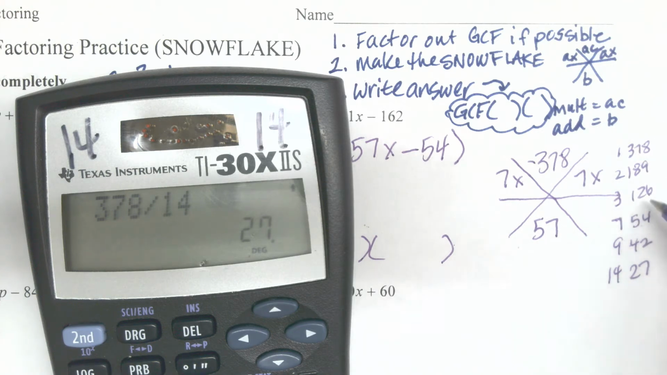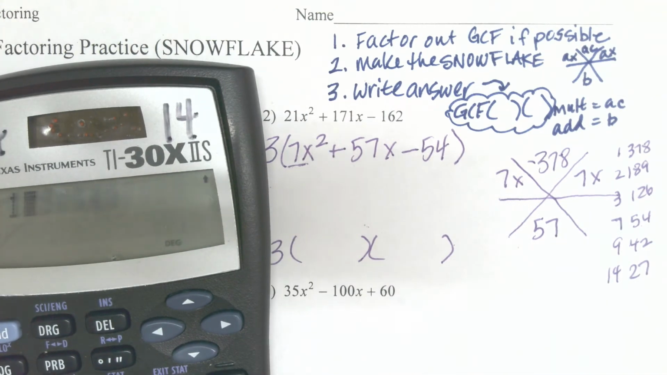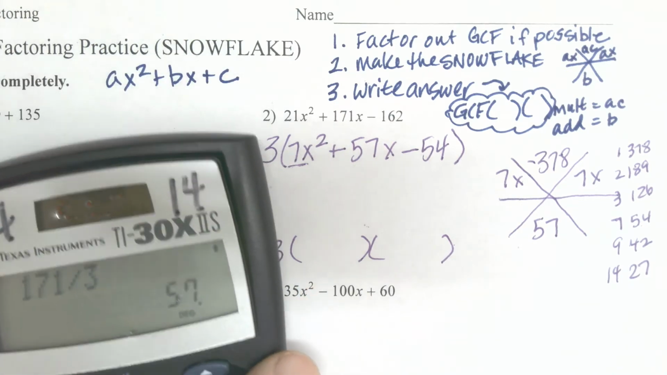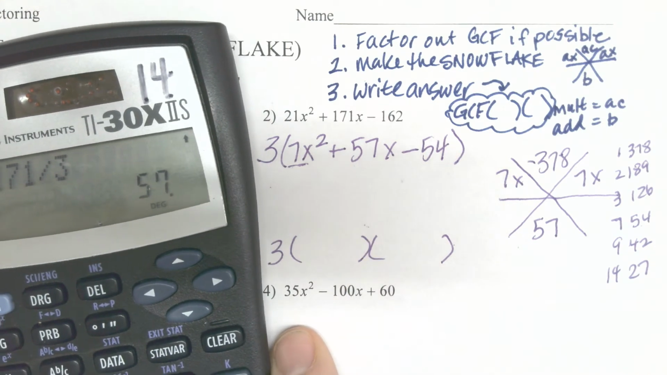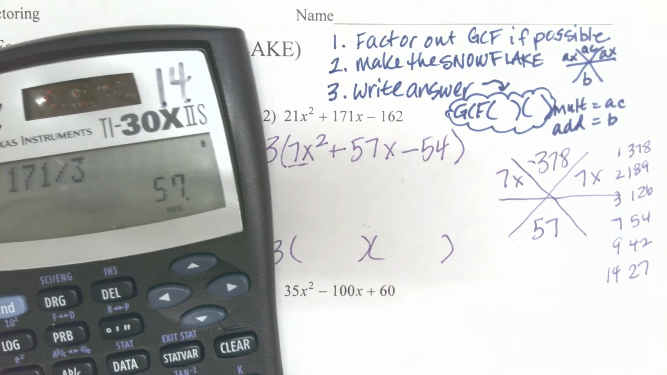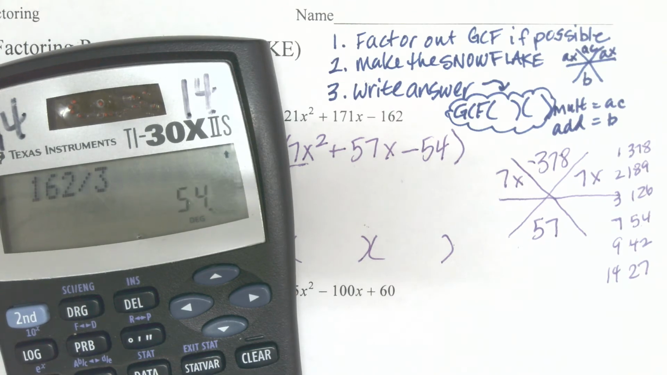I'm looking back. I feel like I've done so many of them and I'm still not finding it. Want to make sure that I did all the right work. 171 divided by 3. That middle one should be, yes, 57. So I have the right number there. 171 divided by 3. 162 divided by 3. 54.